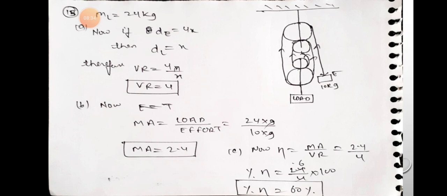Now we know that MA is equal to load upon effort and load mass is given. So अगर load आपको निकालना है तो आप 24 को g से मल्टीप्लाई करोगे. सिमिलरली एफर्ट आपका 10 किलोग्राम दिया हुआ है, so effort mass 10 kilogram दिया हुआ है. So if you wish to get effort, you will simply multiply 10 by g, so g will get cancelled, so MA is equal to 2.4. Now again we have to calculate efficiency, which is MA upon VR. Now to get percentage efficiency we will multiply this value by 100, so we'll get 60%.